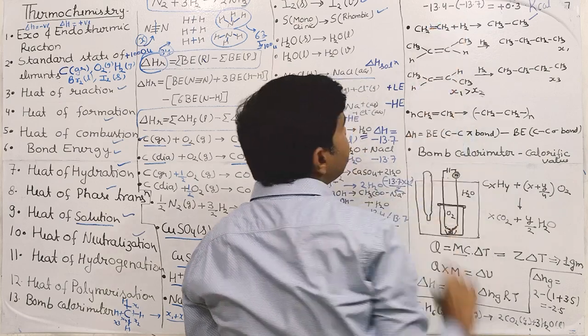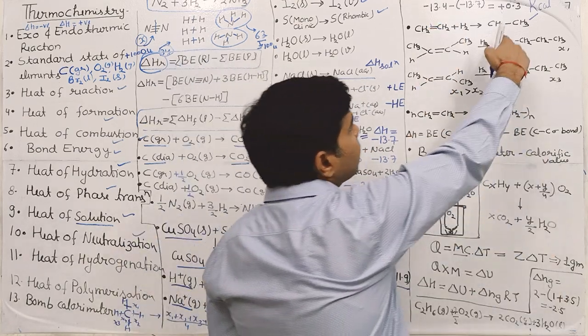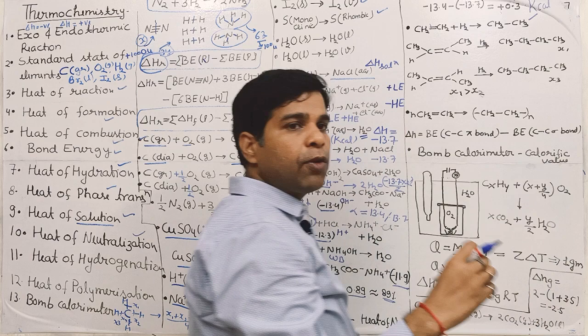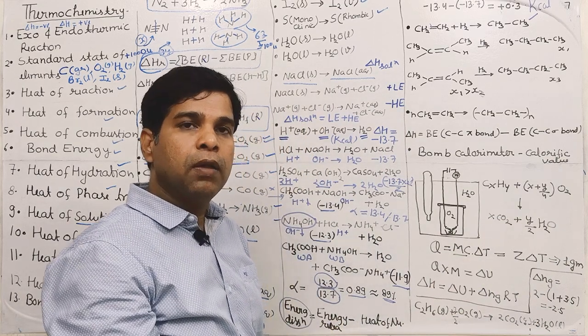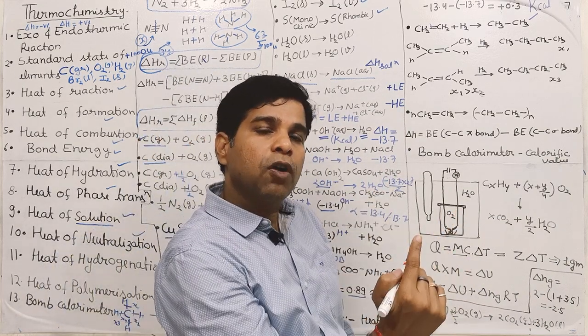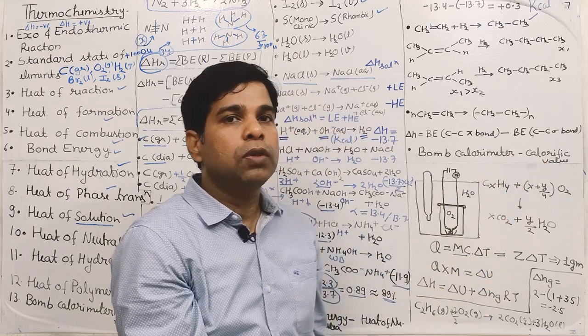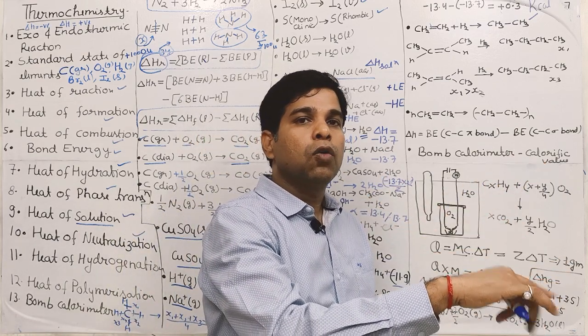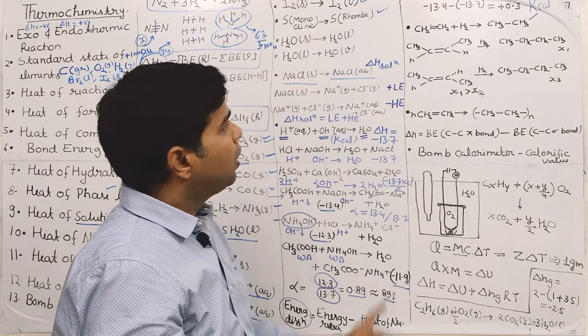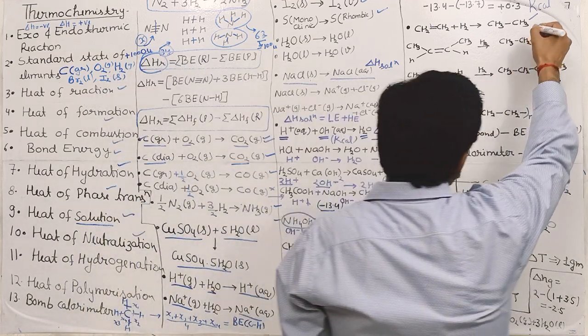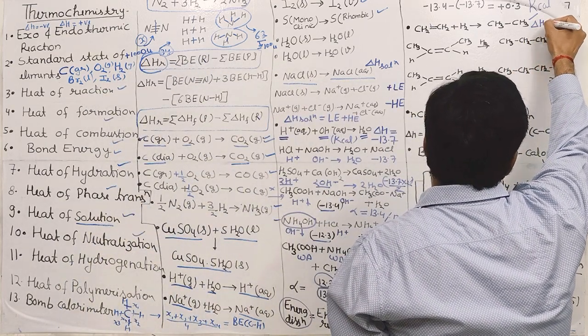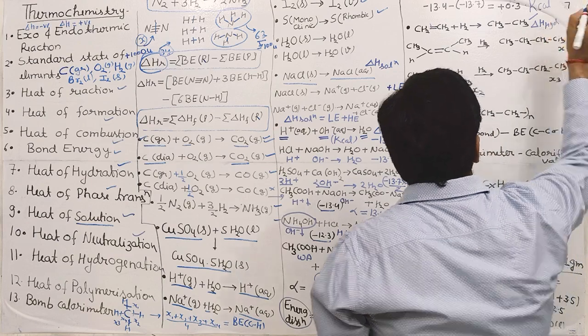The pi bond breaks and sigma bonds are formed. The energy required to break the weak pi bond is less. The energy released by the formation of the 2 stronger sigma bonds is more. Then less energy is supplied, more energy is released, and the reaction becomes exothermic. So whatever energy is released here is called the heat of hydrogenation.